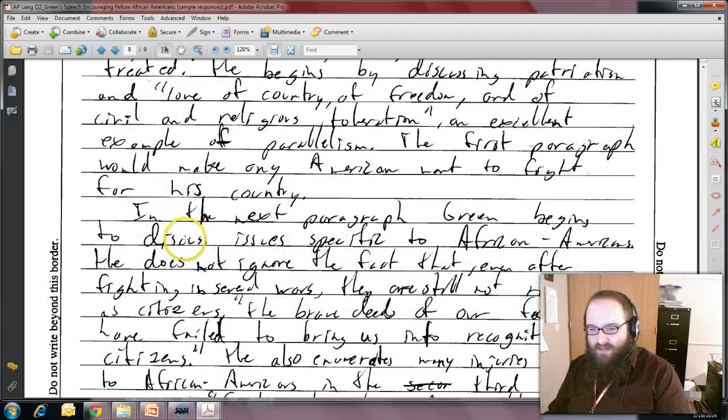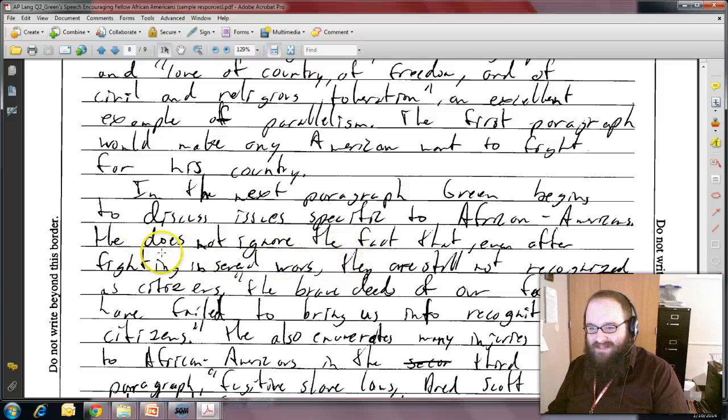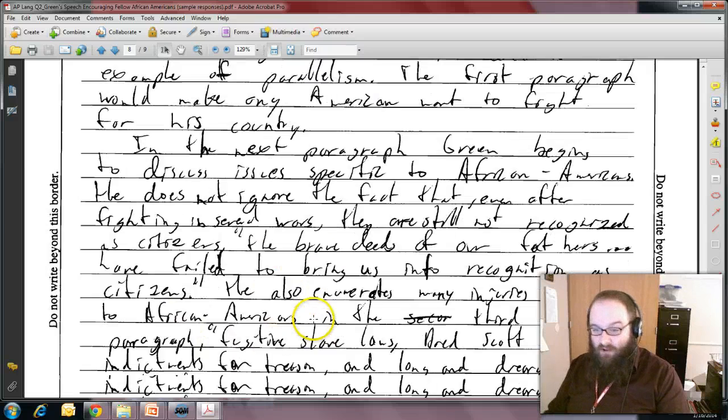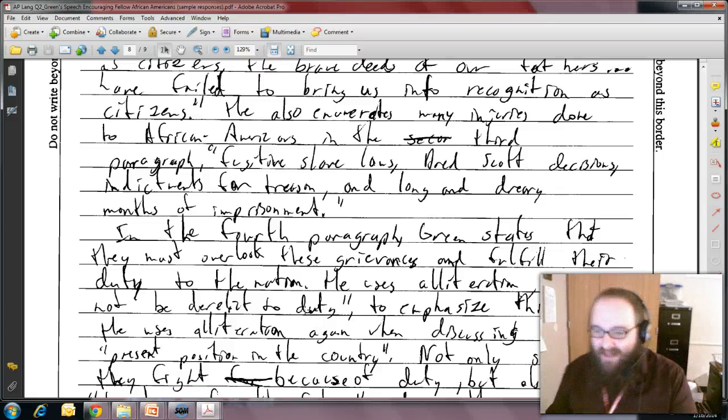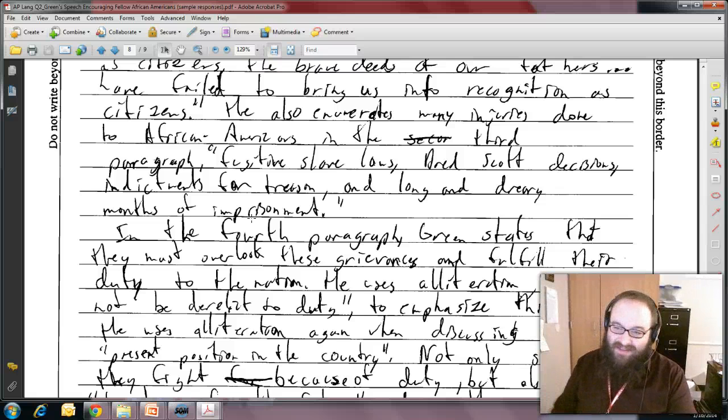In the next paragraph, Green begins to discuss issues specific to African Americans. He does not ignore the fact that even after fighting in several wars, they are still not recognized as citizens, "but brave deeds of our fathers." That's just like, "but brave deeds of our fathers have failed to bring us into recognition as citizens." I'm not sure how that quote goes with the rest of this sentence, because it was just kind of crudely done. But I get overall what the student is saying in here. I get what the analysis the student is making. So there's a lot in here that on a very general level the student is doing adequately, but at the end of the day, composition-wise, this is an inadequate paper.